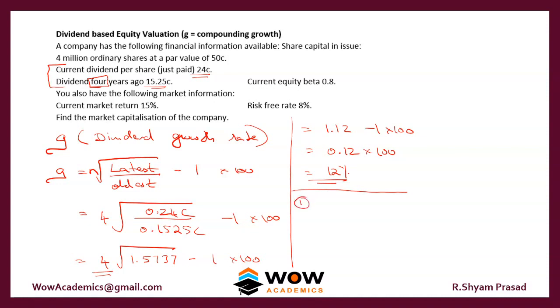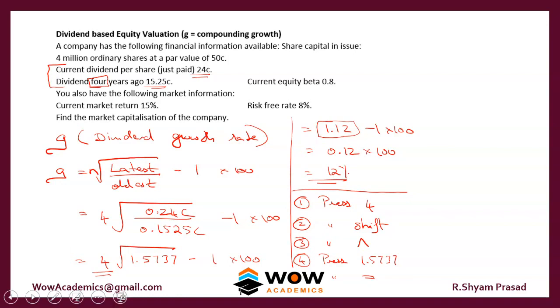So step number 1, press the number 4. Step 2 is press shift. Step number 3, there's a symbol which is like this, the power symbol. Press that, and once you have pressed that, press the number 1.5737, and finally press the equal button. You will get the answer like this. So from there you can do these steps and you'll get the answer. So as per our problem, our G is 12%.